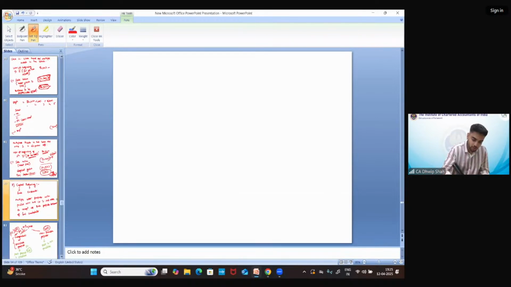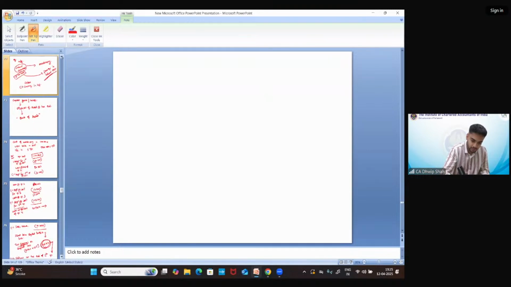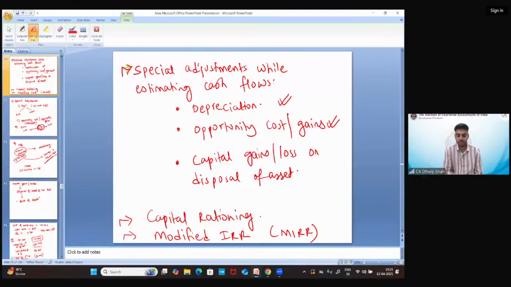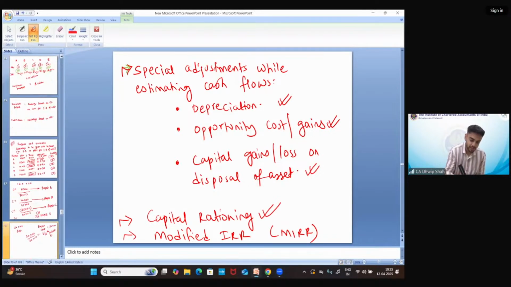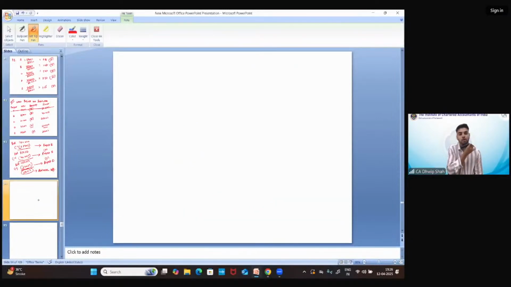So let's check our learning outcome of today's session. Special adjustments: while estimating the cash flows, we have completed depreciation, opportunity cost and capital gains. We have completed capital rationing as well. So now, the last technique. You just visualize how easy the other chapters would be. I told you FM is very practical, very logical, and it is more about formats and formulas. So if you are through with formats and formulas, FM is highly scoring.